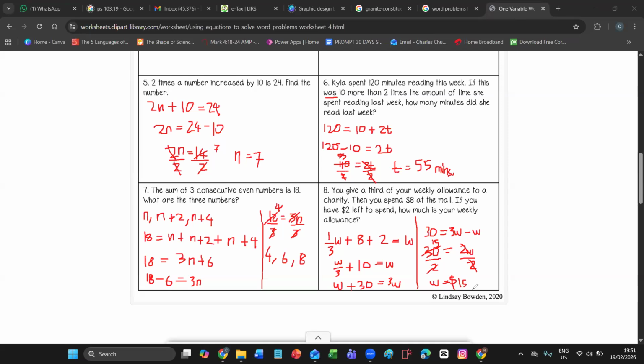So that's it. And if you just want to do a check, I don't advise that you do a check for all your questions, especially in a test or an exam, because you don't have time. But just to boost your confidence when you are not doing an exam, a third of 15, that's 1/3 times 15, is 5. So if you take out $5 from 15, you have 10. And actually, that's what happened. Spend 8 out of 10, you have 2. So everything lines up.